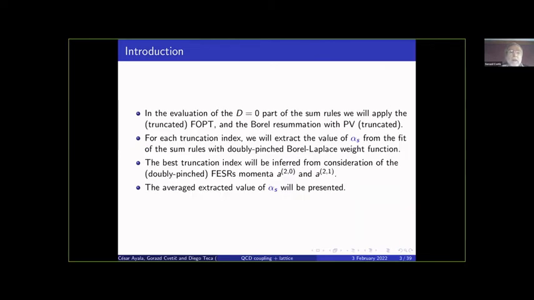In the evaluation of the dimension 0 part, we will apply fixed order or Borel resummation with principal value, all in truncated versions. For each truncation index, we will do the fit of the Borel-Laplace sum rules and extract alpha s and the 3 condensates. And the best truncation index will be inferred from the consideration of these FESR moments, where variation of truncation index should give us a local insensitivity of these moments. And the average value of alpha s will be presented.